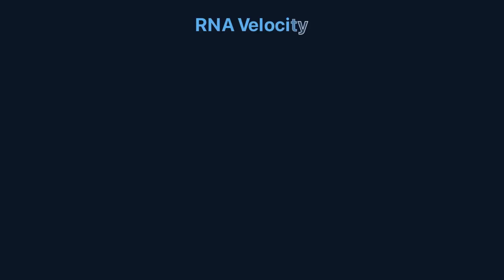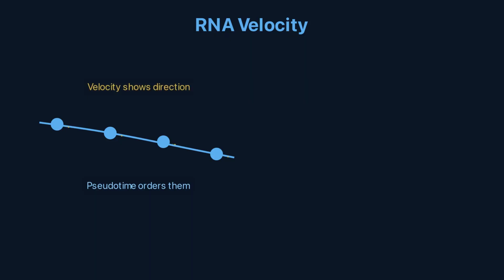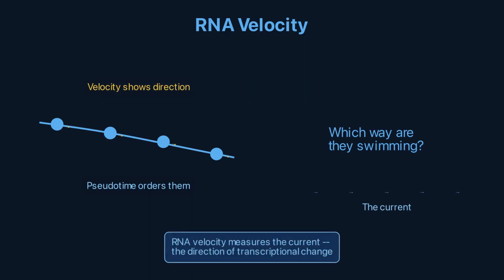A pseudotime orders the cells along the river, but it doesn't tell you which direction they're heading. Are they differentiating forward or differentiating backward? RNA velocity answers this. It measures the current when a gene is being actively transcribed.